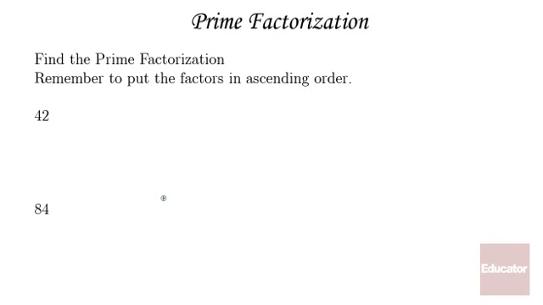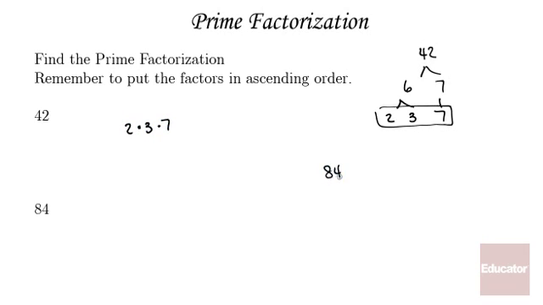Find the prime factorization. And remember that you should put the factors in ascending order at the very end. So starting with 42. There are a lot of different ways you could start out. You could say 2 times 21. I'm going to begin with 6 times 7. This breaks into 2 times 3, and this is 7. And now I've reached all prime numbers. And I want to put them in ascending order, so the smallest number first. So the prime factorization of 42 is 2 times 3 times 7.